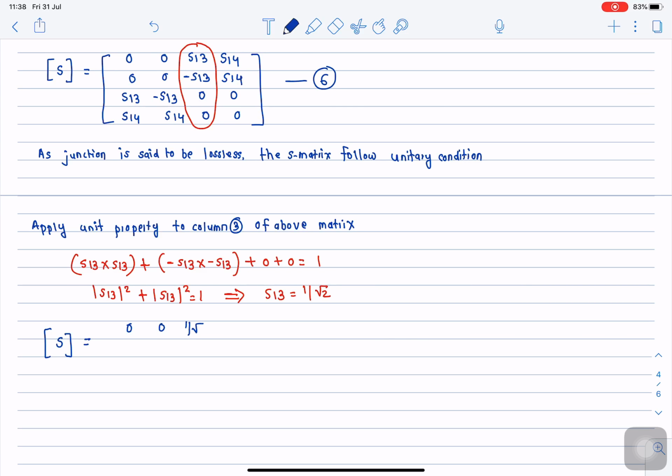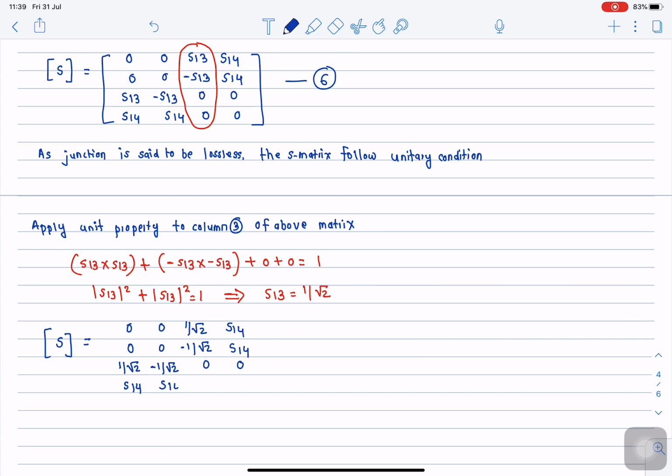Now minus S13 means minus 1 by root 2, and then S14 as it is. Now here S13 is 1 by root 2, minus S13 is minus 1 by root 2, right? And these values are again 0, 0. Now S14 as it is, S14 as it is, and here 0, 0. The only unknown in this particular matrix is S14, and that can be found by using the other property of the unitary condition.